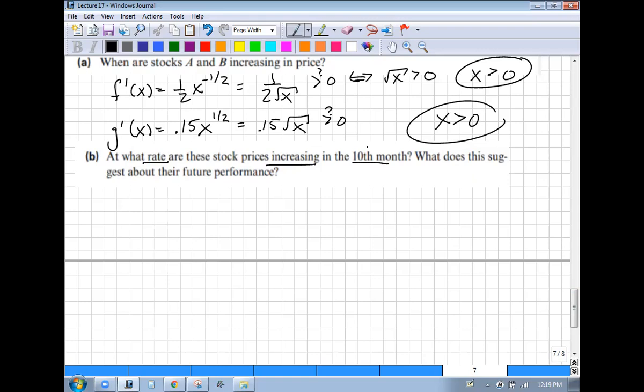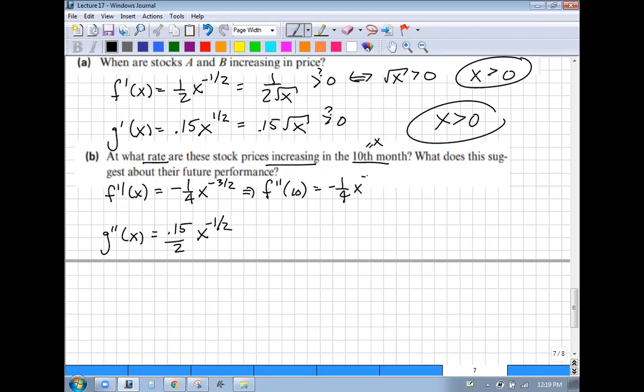So here they're asking about the second derivative, at x equals 10. What we need to do here is find the second derivative and then plug in 10. So the second derivative of this guy would be negative 1/4 x to the minus 3/2. G double prime would be 0.15 divided by 2, that's x to the minus 1/2. Just doing the power rule here. They want to know the rate at the 10th month, so we would just plug in 10 for x.